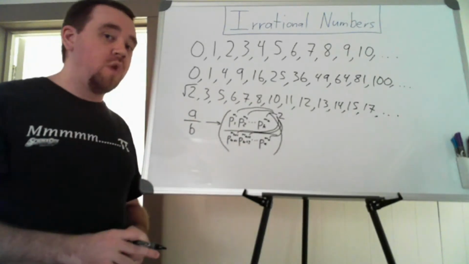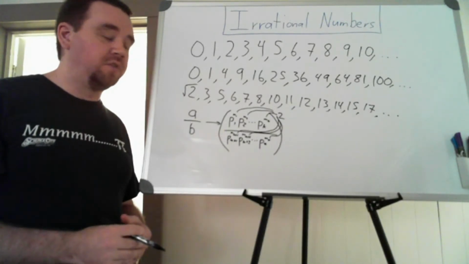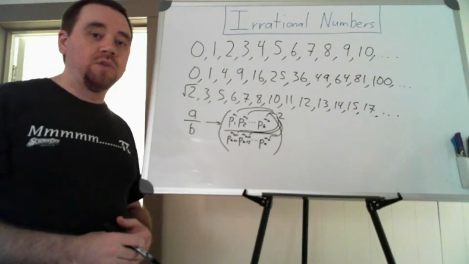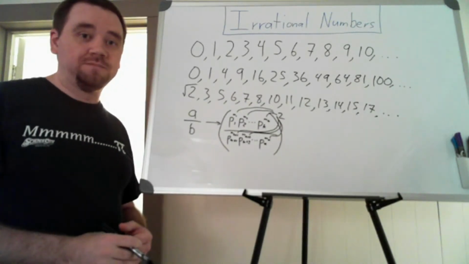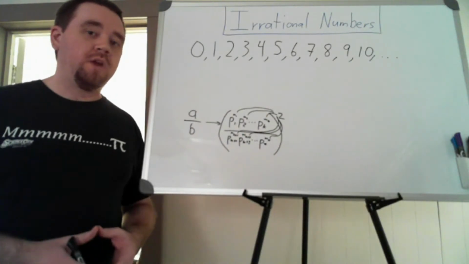So I didn't just show you one irrational number in the square root of 2, I showed you an infinite number of irrational numbers. Any whole number that's not a perfect square, take its square root, it must be irrational. So, the square root of any non-perfect square must be irrational.